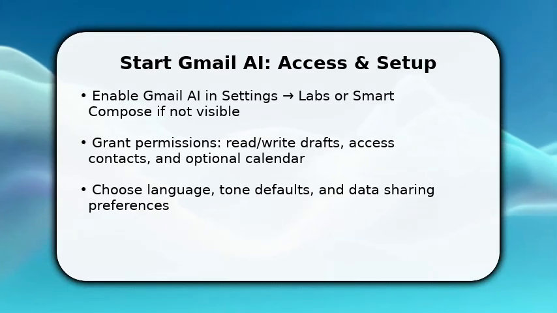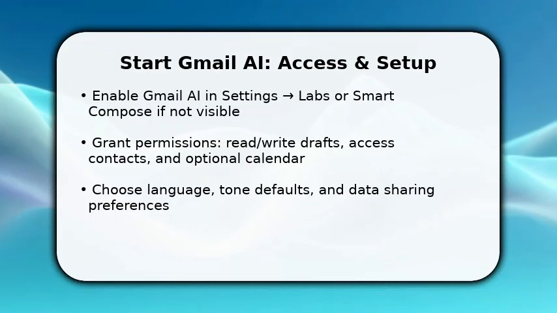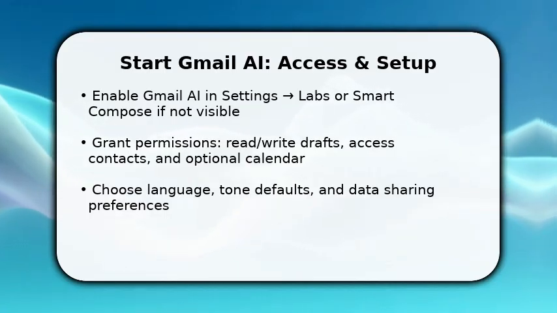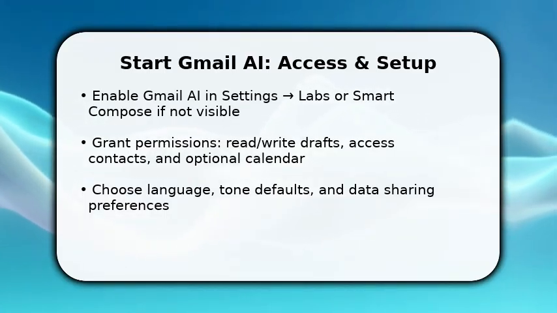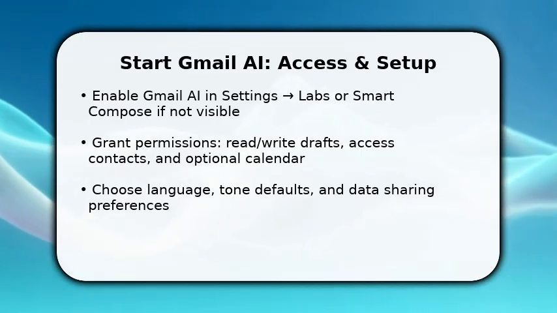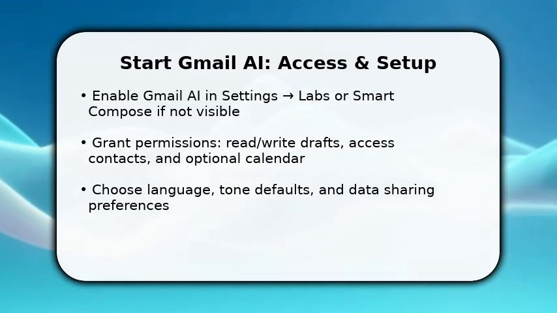Enjoy the video. You'll begin by turning Gmail AI on and giving it the minimal permissions it needs to act. Open Settings, find the AI or Smart Compose controls, and enable the feature. This lets suggestions and drafts appear inline.